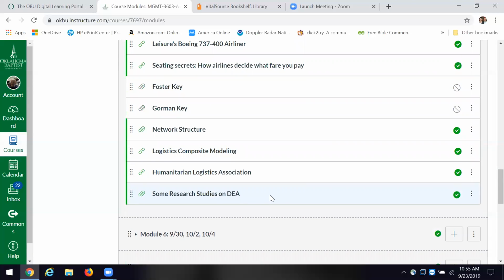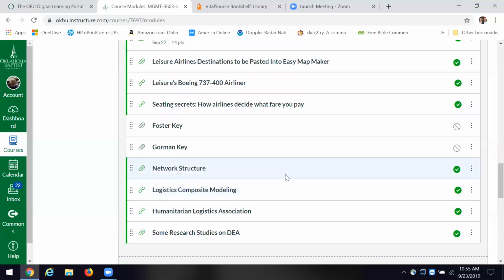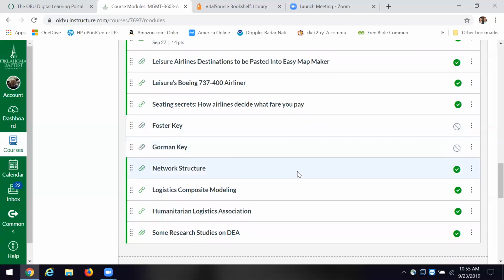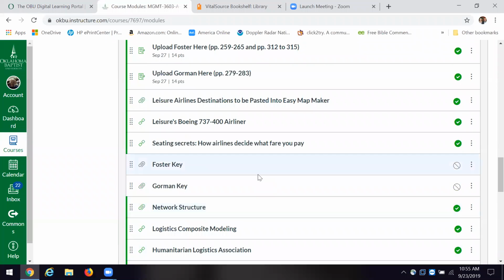And then some research studies on DEA. We're going to be looking at data envelopment analysis, and we'll spend a lot of time on that. And then the HLA, which is the Humanitarian Logistics Association. This is anybody that works in logistics that tries to help out with humanitarian crises. So some nice sets of supplemental resources. So if you should ever say, well, I'm not getting anything beyond the text, oh, yes, you are. Here's some good stuff for you to take a look at.